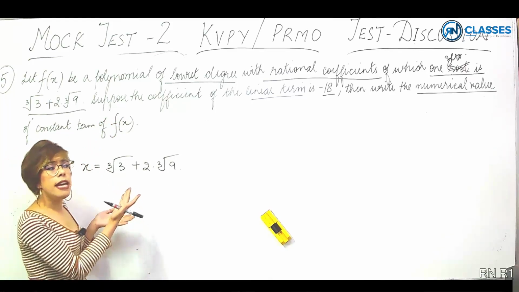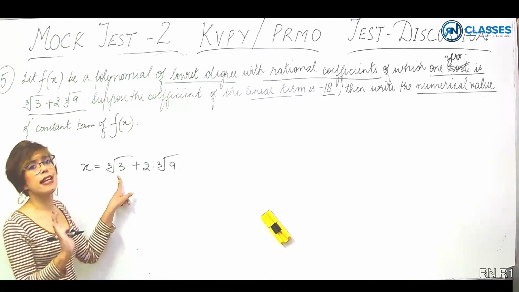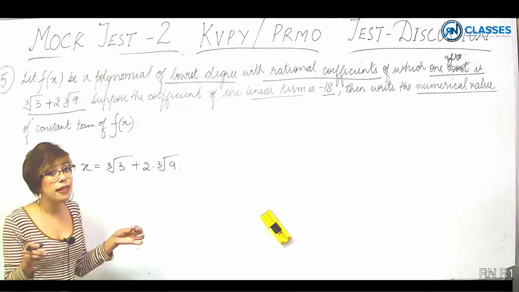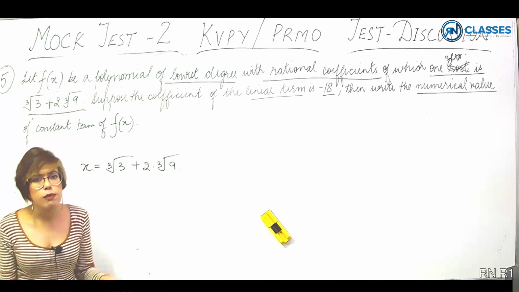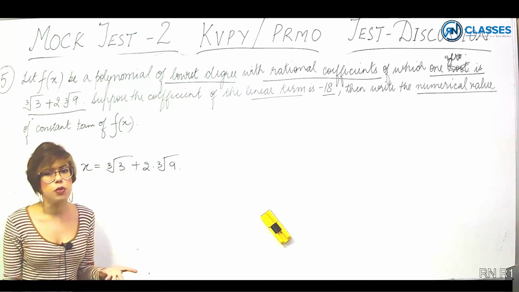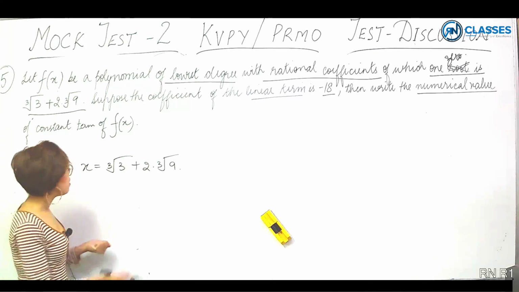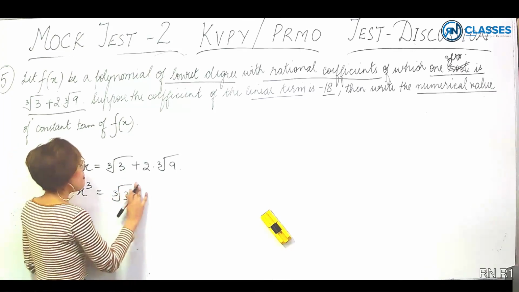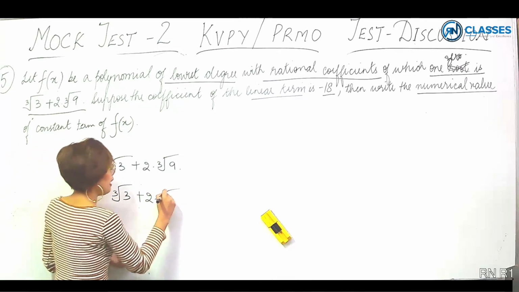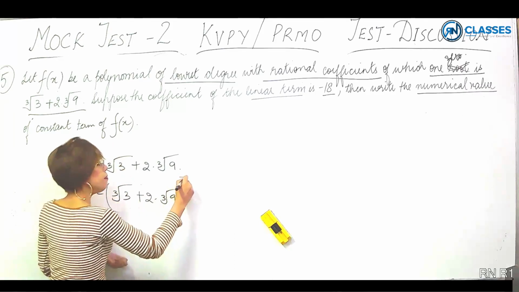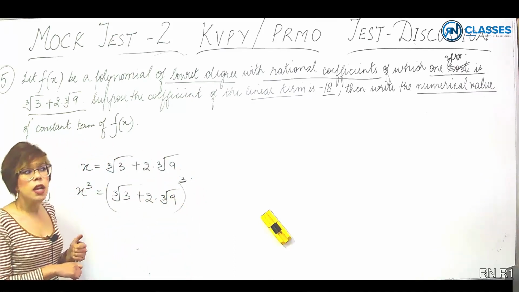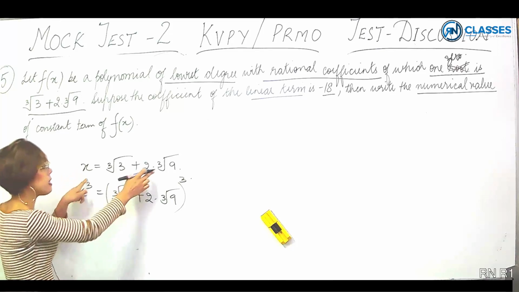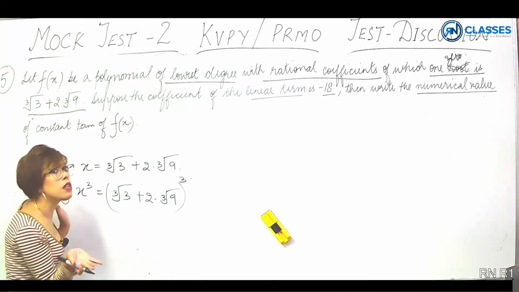Radical signs are there. If I square it up, radical sign will not disappear because I want to get rid of cube root. If I want to get rid of cube root, that means I need to cube it. So I can do that. x cube is equal to cube root of 3 plus 2 into cube root of 9 whole cube. Right? Because clearly if x is equal to this, x also satisfies this equation.